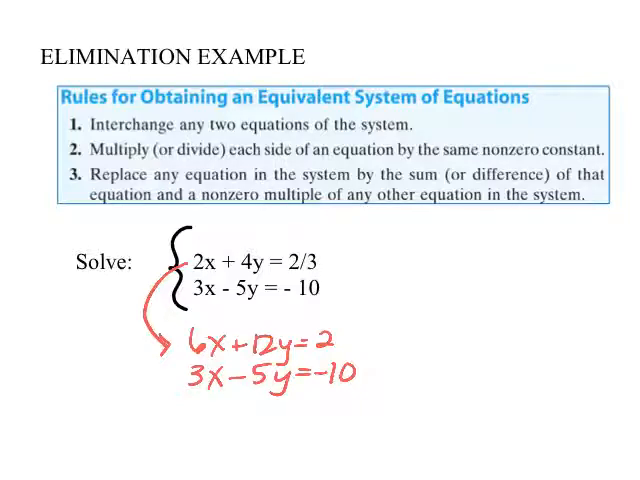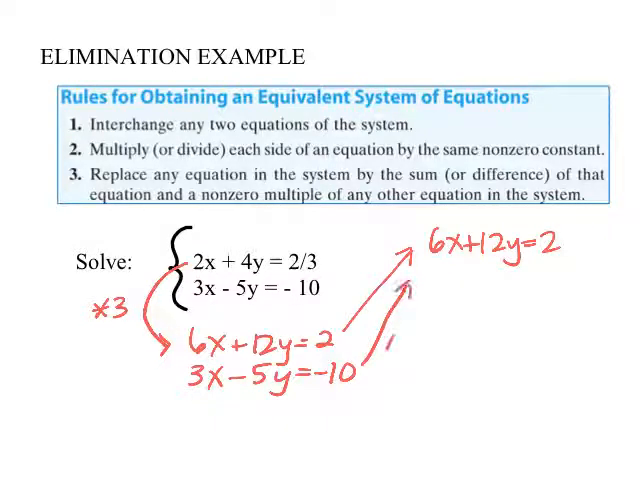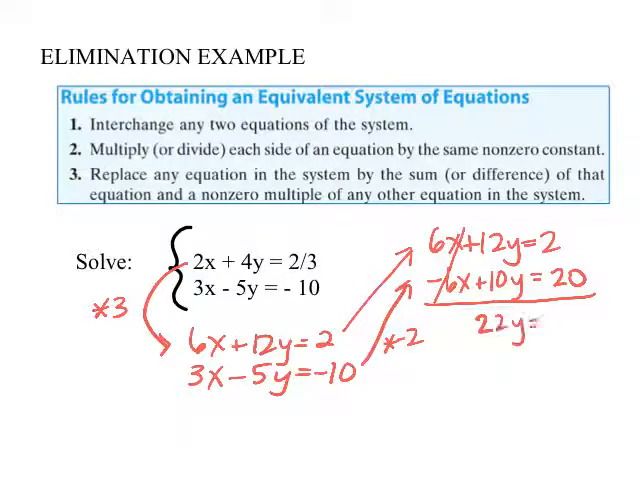So I'm going to rewrite both of them. So this first one had been multiplied by 3, and we already got this. And then the second equation, I am going to multiply by negative 2. So you end up with negative 6x plus 10y equals 20. Right? Check your signs. Negative 5 times negative 2, negative 10 times negative 2. And then when we add these two equations together, the x drops away and we have 22y equals 22. Isn't that nice? y is 1.